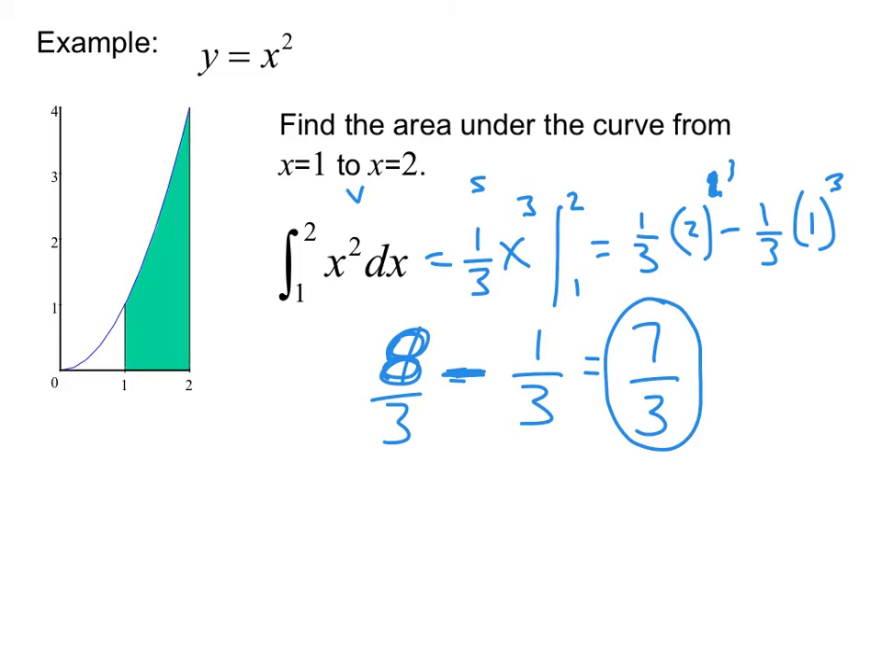And it's really that simple. 7/3 is the exact area underneath of this curve from 1 to 2 using antiderivatives. So again, we can approximate these through Riemann sums, left, right, and midpoint approximations, but now we have a way of actually finding the exact area under the curve. Pretty cool, huh?